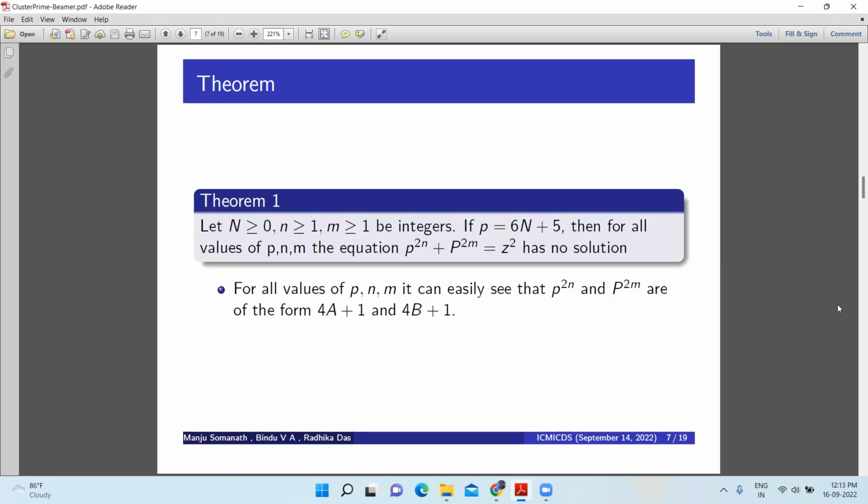When we take the prime number of the form 6n plus 5, p square is of the form 4a plus 1. And if you raise the power, p raised to 2n is also of the form 4a plus 1. If you take p raised to 2n plus P raised to 2m, we will get 4a plus 1 plus 4b plus 1, that is equal to 2 times an odd number. This will not be a perfect square. Therefore, if the powers of p and capital P are even integers, there will be no solution.